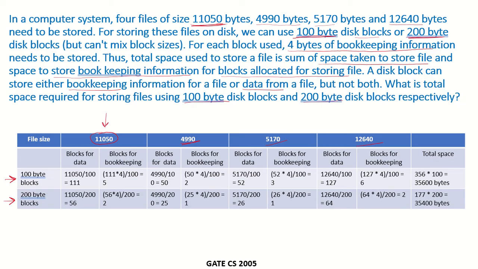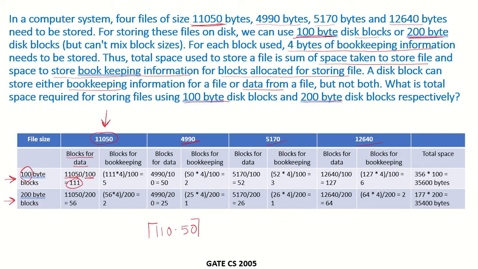Now for each file, there would be some blocks which will be used for storing the data. So how many blocks will be used? That would be equal to the file size divided by the size of each block. So 11050 divided by 100 gives us 110.50. But we cannot say 110.50. We will have to take the ceiling. We cannot say that we are using half a block. So this is going to be 111. This will be the case in all the divisions that we are doing. We will have to take the ceiling.